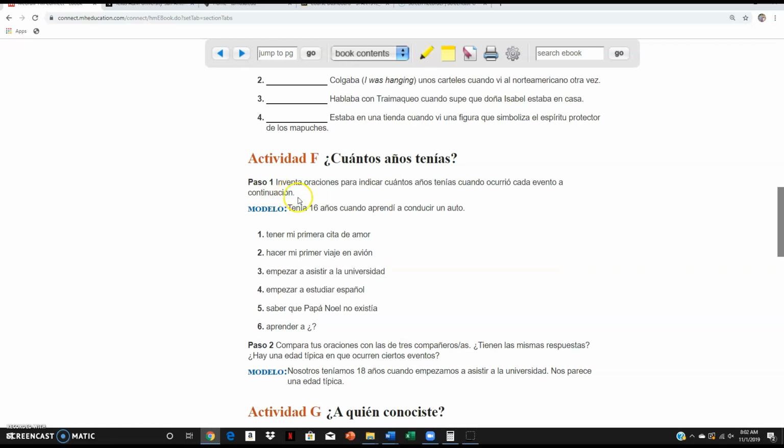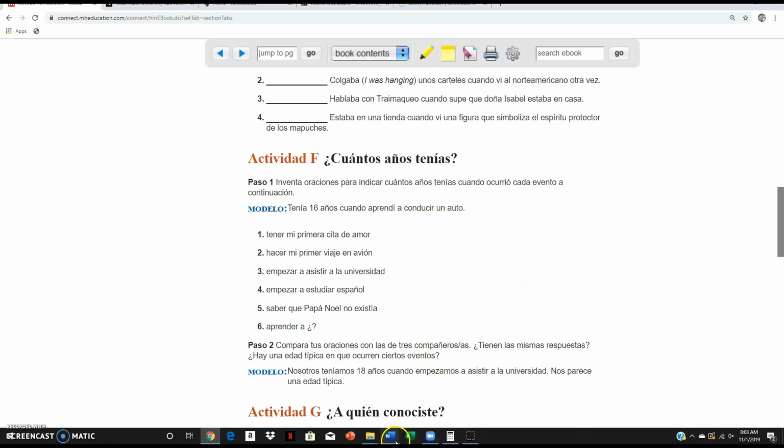It says, inventa oraciones para indicar cuántos años tenías cuando ocurrió cada evento a continuación. So make up some sentences to indicate how old you were when these events occurred in your life. I had my first romantic date, cita romántica. I took my first plane travel. I began to attend the university. I started to study Spanish. I learned that Santa Claus, Papa Noel, doesn't exist. I learned to blank. It wants you to use these specific verbs, and it gives us here the modelo: I was 16 years old when I learned to drive a car.